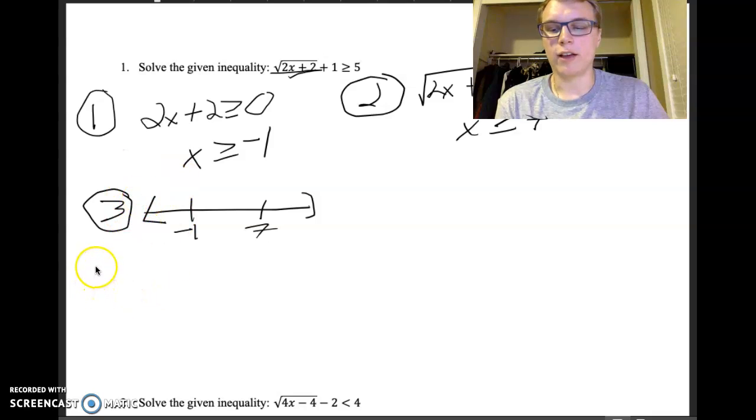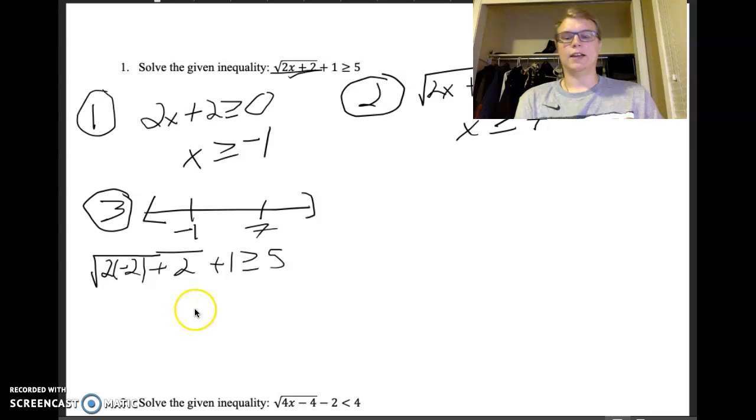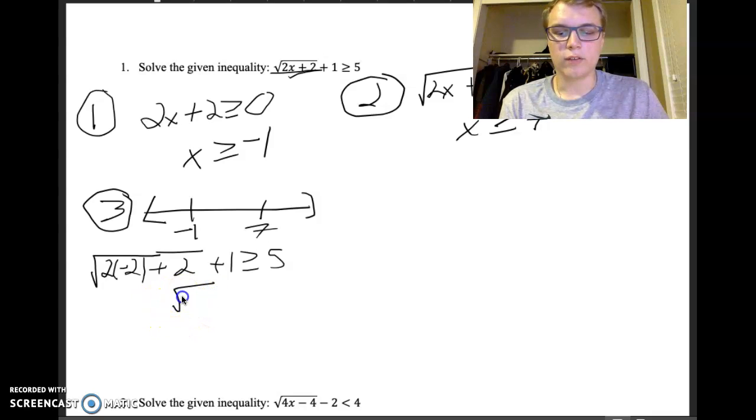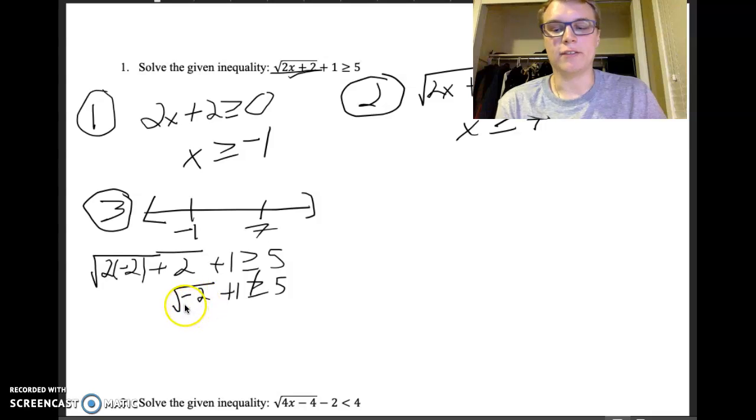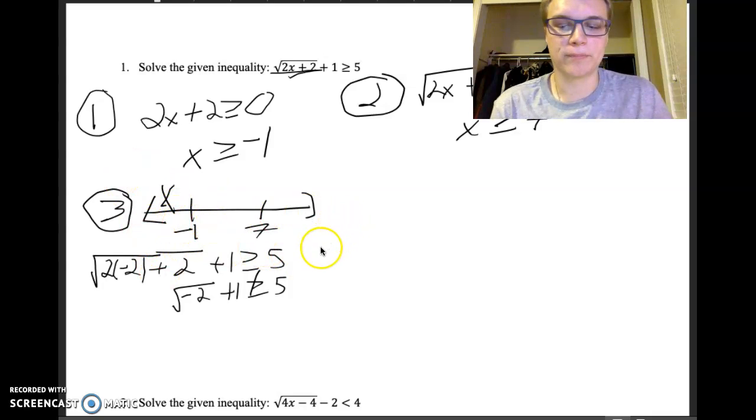So let's start with the far left. We'll just pick -2 for this case. So then we get the square root of 2 times -2 plus 2, plus 1, is greater than or equal to 5. And if you do this out, you get the square root of -2 plus 1 being greater than or equal to 5, which is not the case, because again, you do have a negative under the radical, so that can't happen. So that means that less than -1 is not a solution.